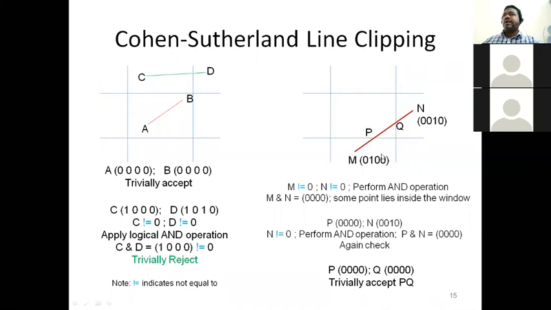Both will be 0. Now, PQ will be visible. So, code the endpoints. Do bitwise AND operation. If you get 0, that portion will be visible. If it is not 0, that will not be visible. That is the logic behind this algorithm. So is it clear? Okay.